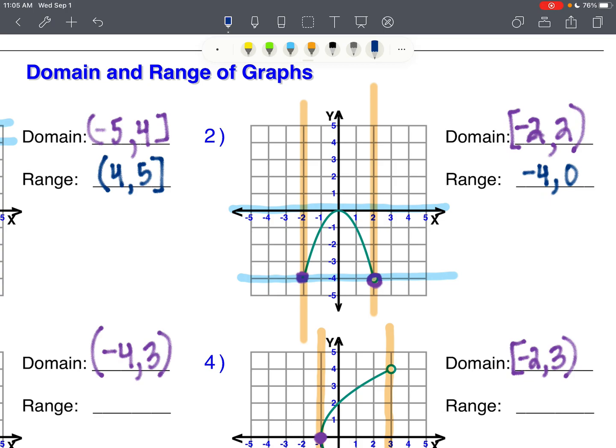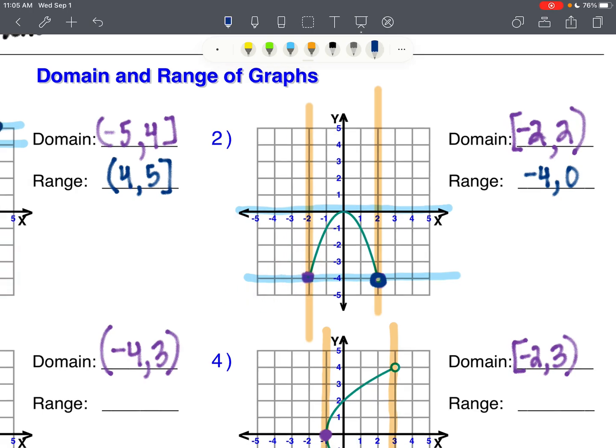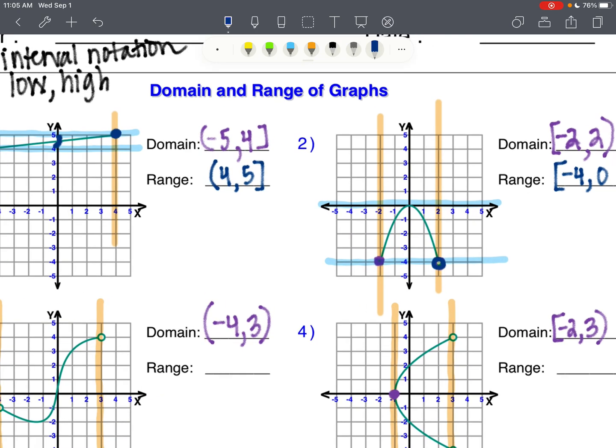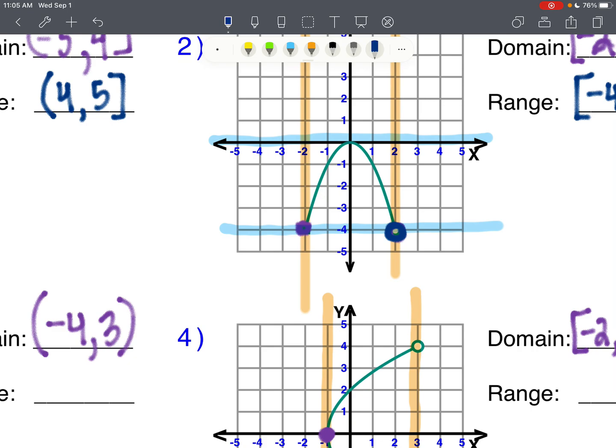Now negative 4, is there an output of negative 4? Well, right here, there's not an output of negative 4. However, negative 4 is an output over here. See how that's a closed circle? So negative 4 is indeed an output. So it is a bracket on the left. And 0. So we start from negative 4 and we go all the way up to 0. That's what this blue section is, right?